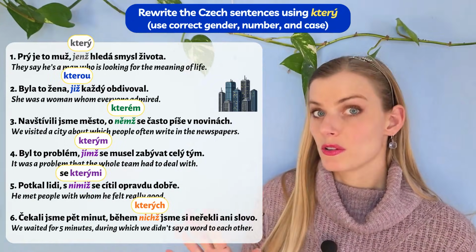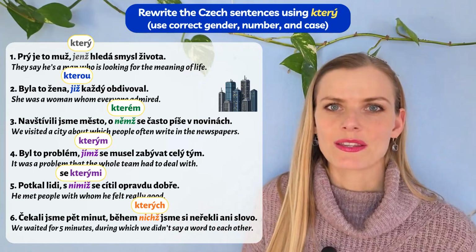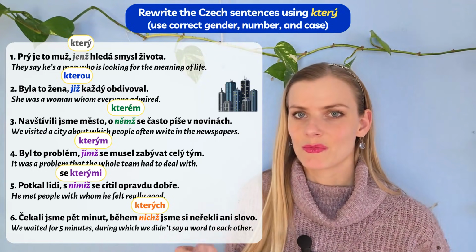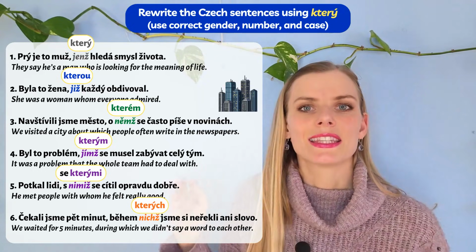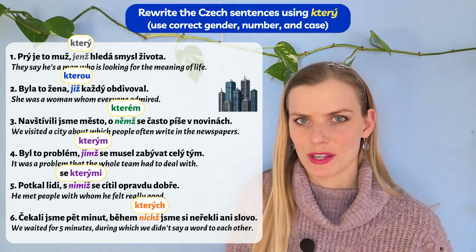Číslo 1. We already saw this first sentence, so this should be easy. Prý je to muž, jenž hledá smysl života. Prý je to muž, který hledá smysl života.